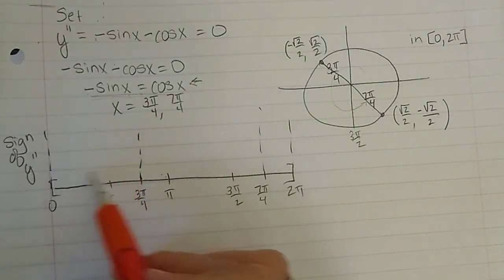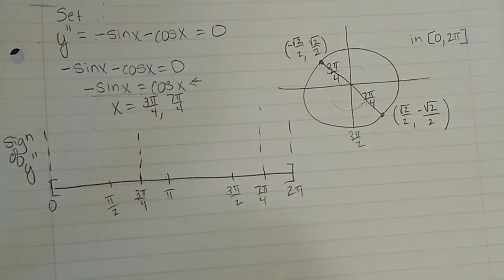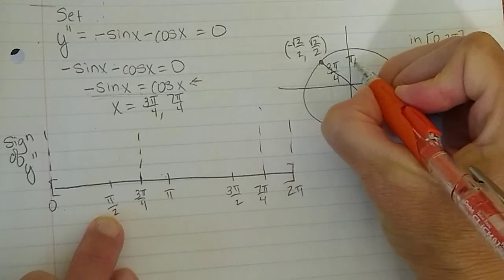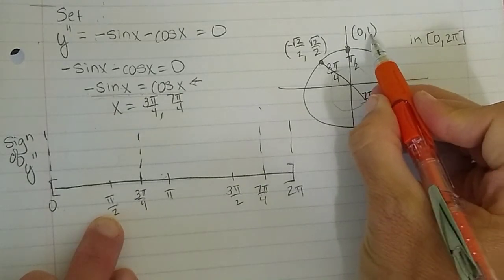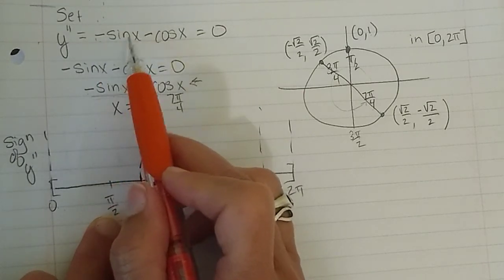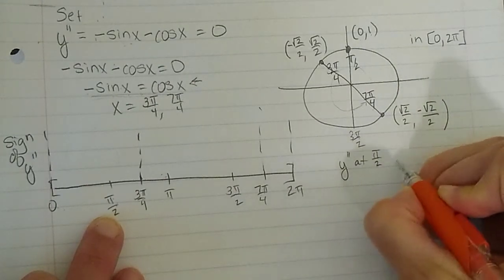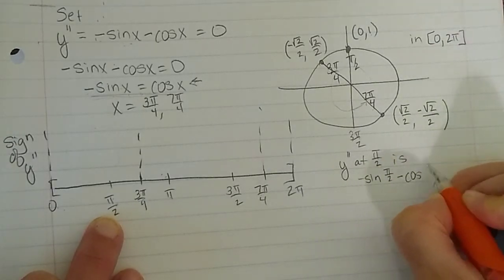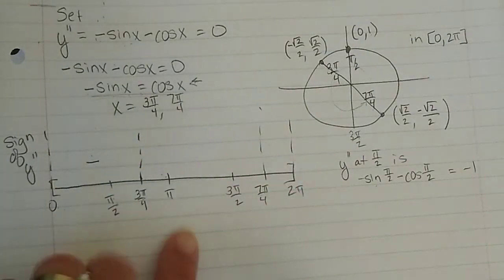We check the sign of the second derivative in these three intervals: 0 to 3 pi over 4, 3 pi over 4 to 7 pi over 4, and then 7 pi over 4 to 2 pi. So let's just check at this easy angle at pi over 2, which has coordinate (0, 1). Cosine is 0, sine is 1. So y double prime at pi over 2 is negative sine of pi over 2 minus cosine of pi over 2. That evaluates to negative 1. So I get negative there.